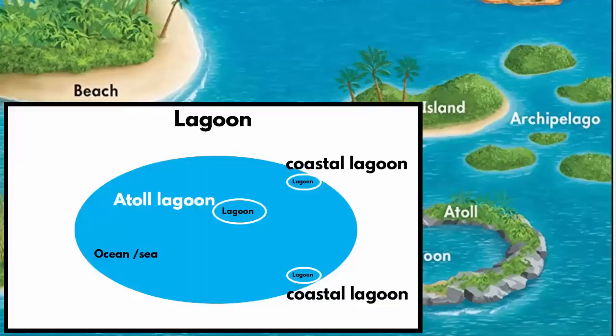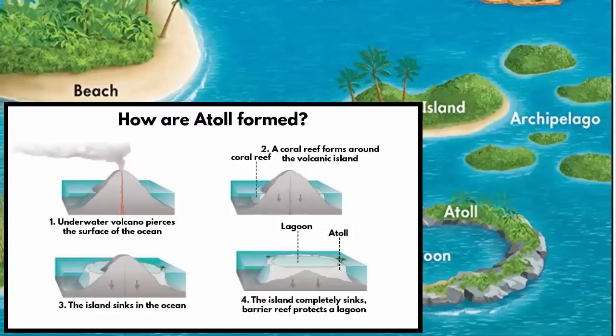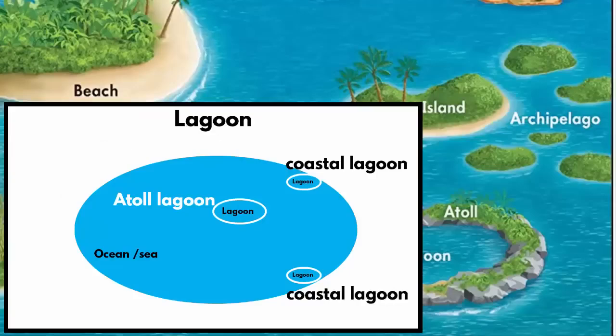Lagoons are of two types. In the previous point, we learned about atoll. At the center of an atoll, you will find a lagoon. And this type of lagoon is called an atoll lagoon. However, lagoons can also occur near coastlines.